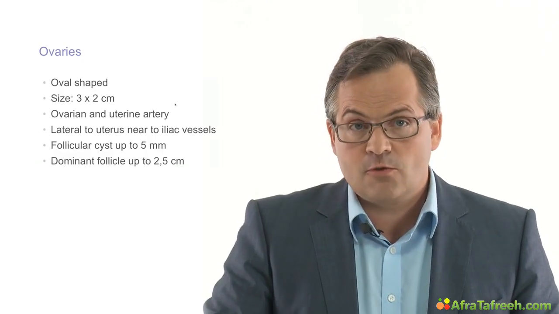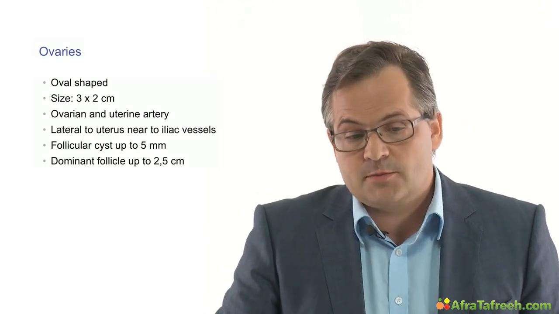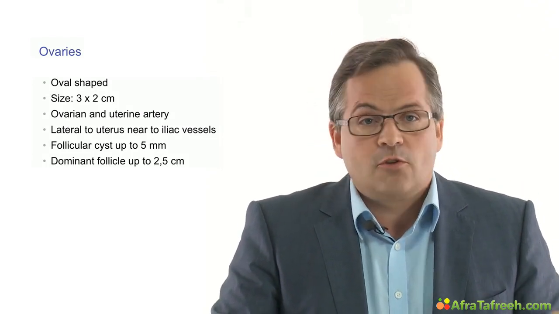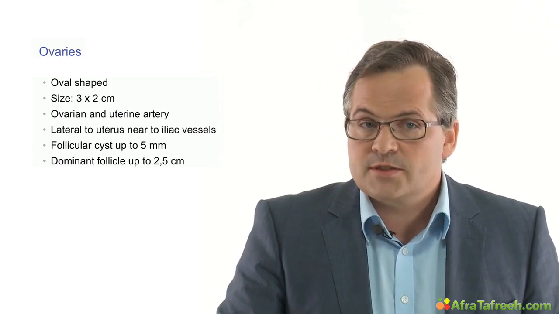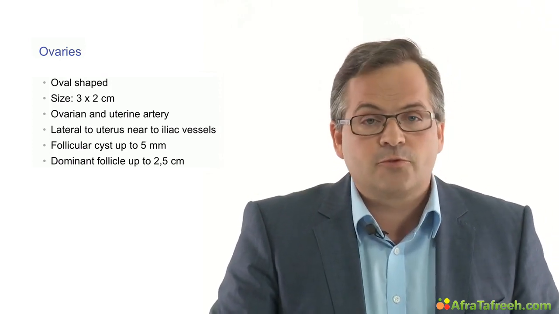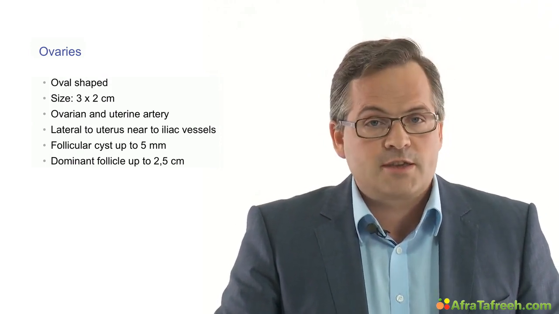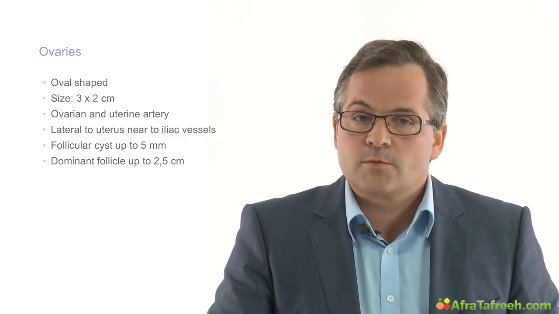Sonographic findings of the ovaries. The ovaries are oval-shaped, up to 3 centimeters. We can detect a blood supply from the ovarian and the uterine artery. Sometimes we find cysts, follicular cysts up to 5 millimeters. If there is a dominant follicle, it can rise up to 2.5 centimeters and burst with the next menstruation circle.